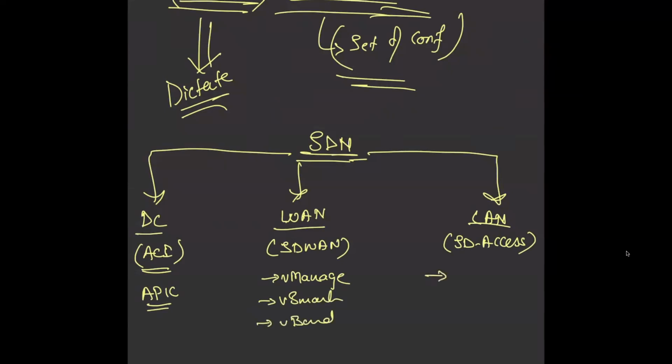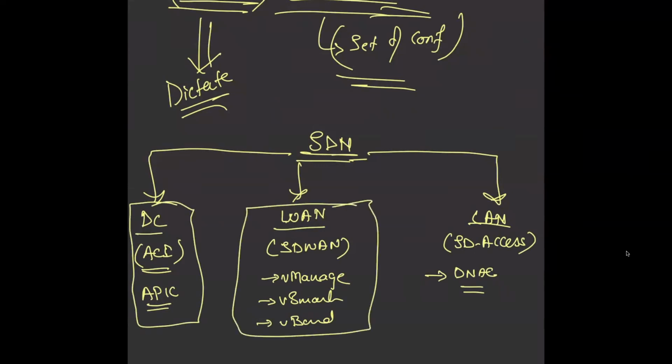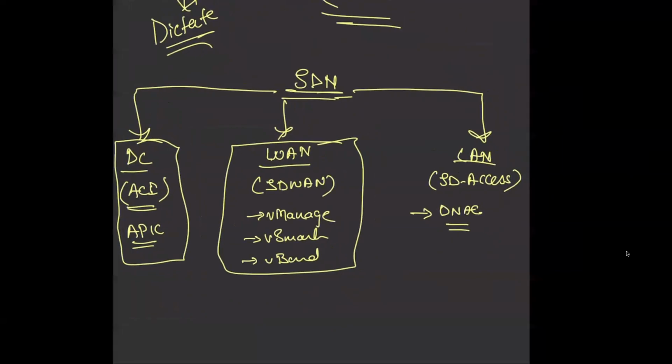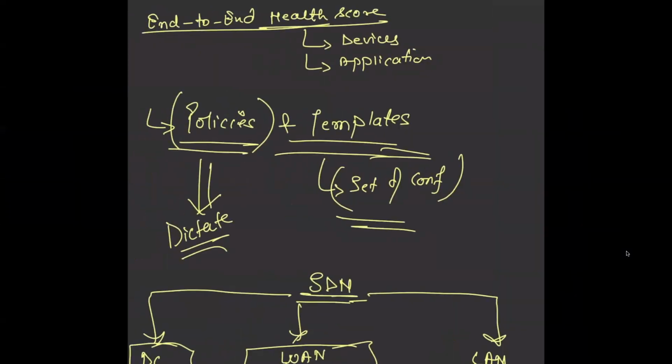And for SD-Access, you will have a DNAC as a controller. Okay. So now, as a part of this one, we are talking about here. Then after we finish, we're gonna talk about the WAN. Okay. So does anyone have any other question before we move on further till this point? Okay.